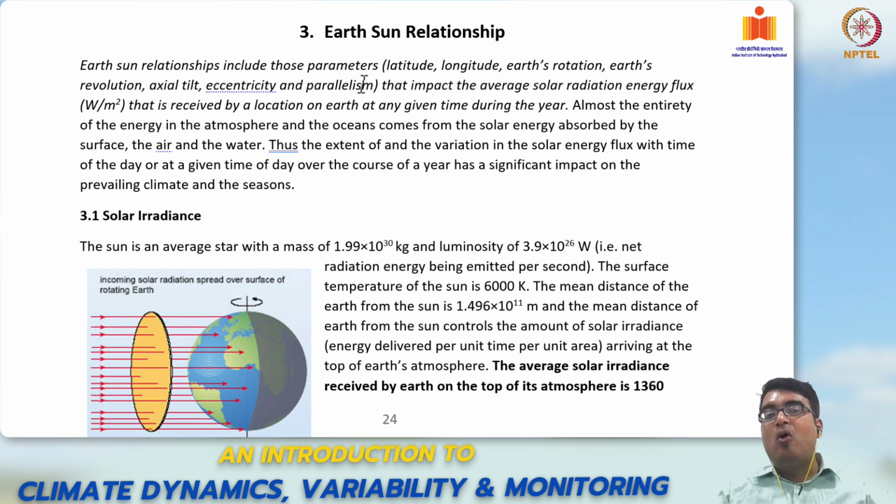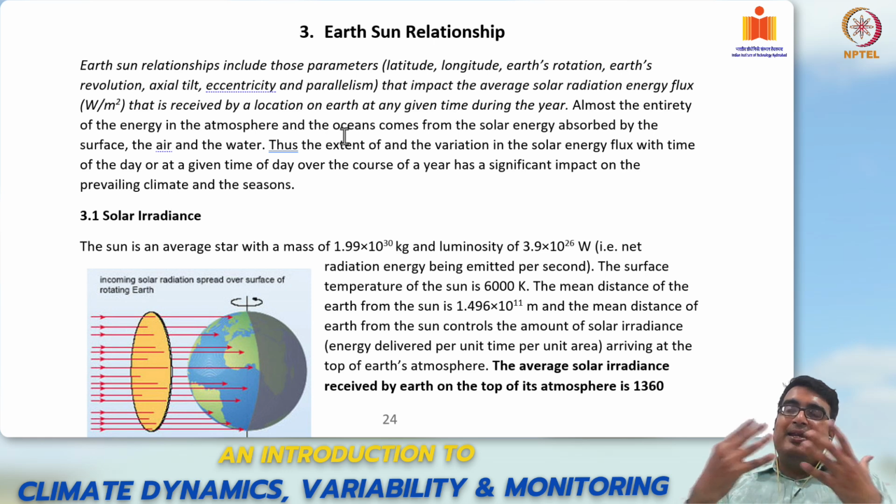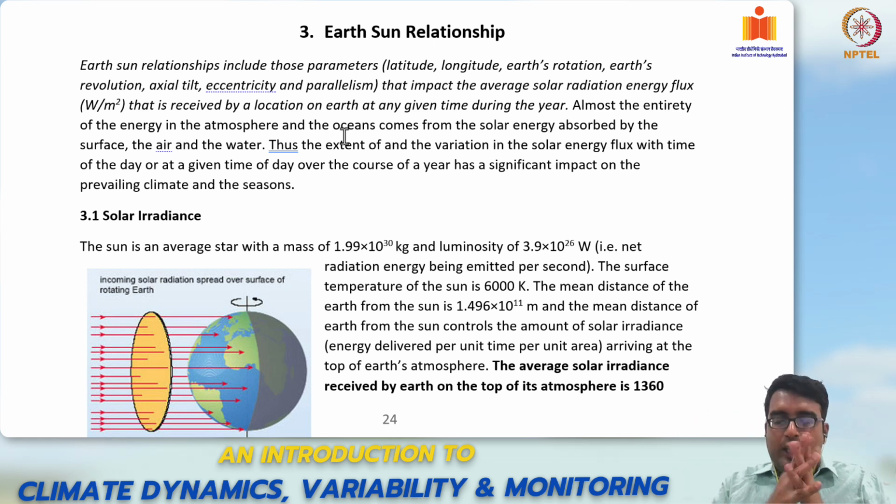We will define all of these terms sequentially, that impact the average solar radiation energy flux in watt per meter square that is being received by a location on Earth at any given time during the year. Okay. So every location on Earth is getting certain solar energy in terms of energy per unit surface area, watt per meter square, energy per second per unit surface area. Okay. This is called the average solar radiation flux.